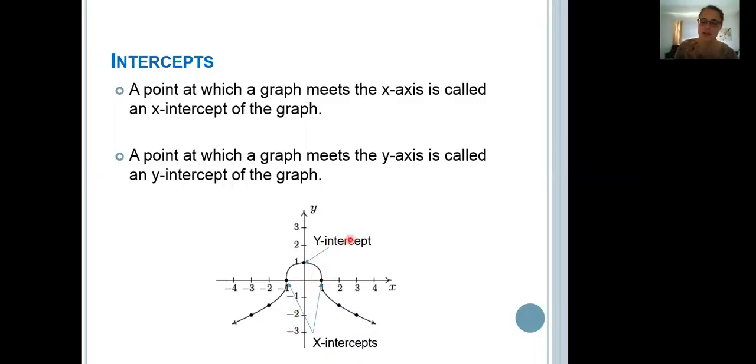We're also going to talk about the y-intercepts. The y-intercept is the point where the graph crosses the y-axis. For this particular function, or equation, the x-intercepts occur at (-1, 0), (1, 0), and the y-intercept at (0, 1). To find the y-intercept, we set x equal to 0 and solve for y.